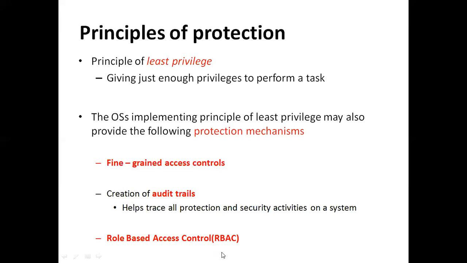The next mechanism used for protection is audit trails. Here, these trails are used to help trace the protection and security activities on a system. And the last type of mechanism is role-based access control. Like the name itself says, based on the role of the user, access is provided.